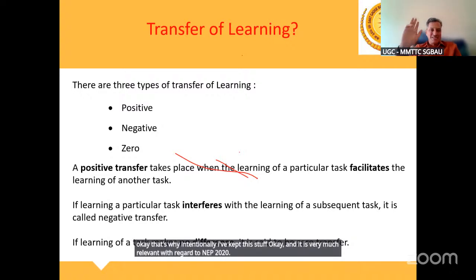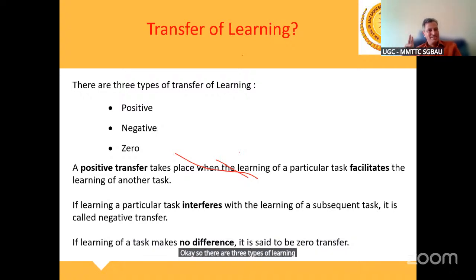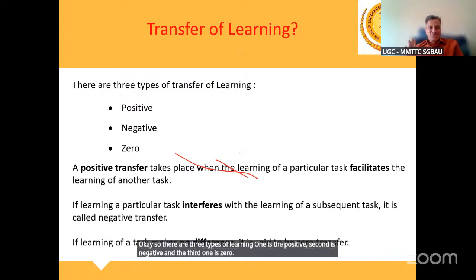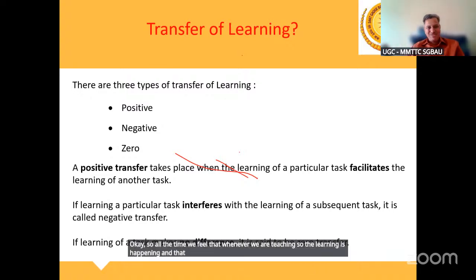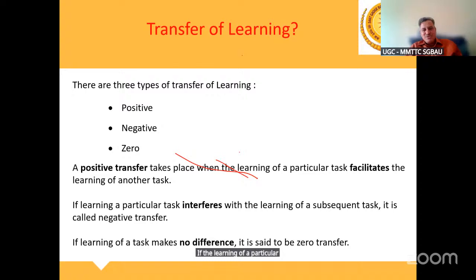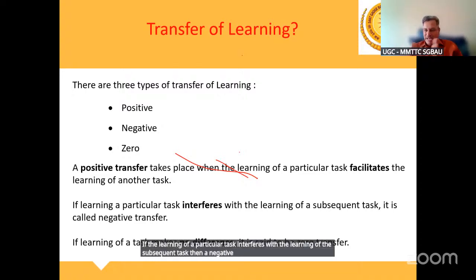So there are 3 types of learning transfer. One is positive, second is negative, and the third one is zero. All the time we feel that whenever we are teaching, the learning is happening, and that too a positive transfer of information is taking place. But as a matter of fact, it is not the case all the time. If the learning of a particular task interferes with the learning of the subsequent task, then a negative transfer takes place. It happens many times.